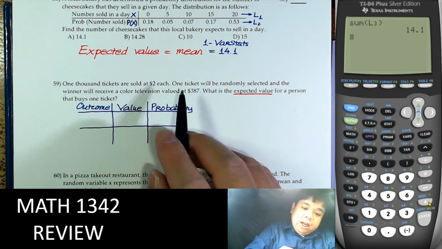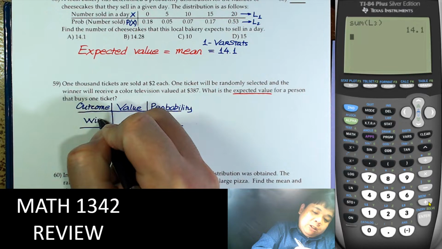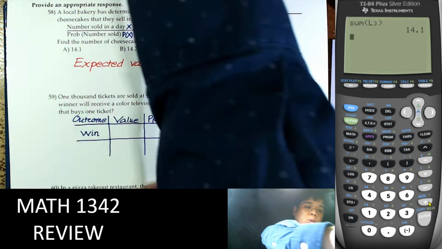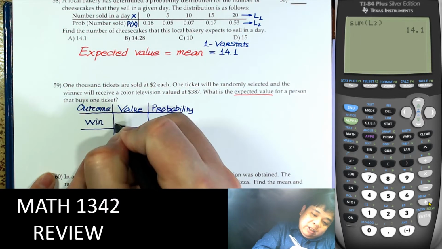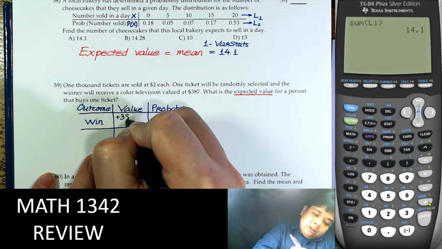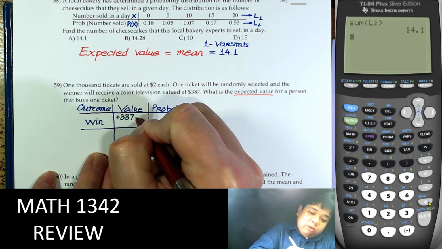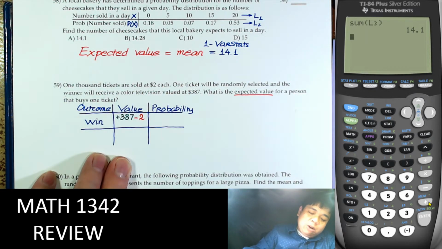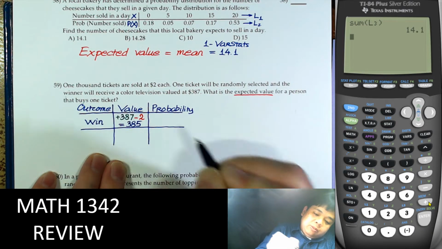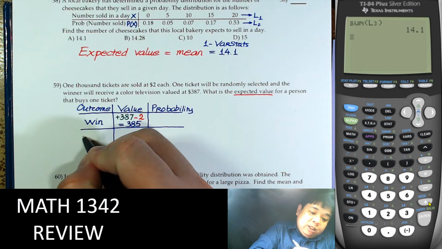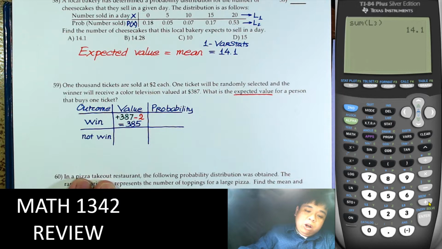So the outcome is there's one winning ticket. So either we win, when winning though, the value is plus 387. But regardless, we still have to pay $2 for the ticket. So the actual value is 385. Of course, if we do not win, we lose. We only lose $2 of the ticket.